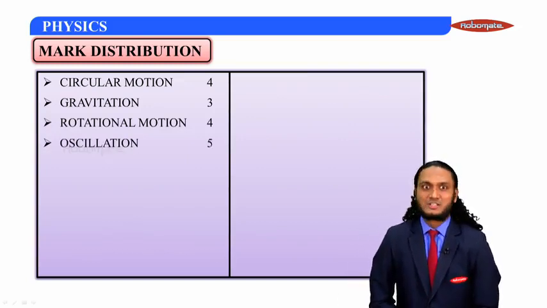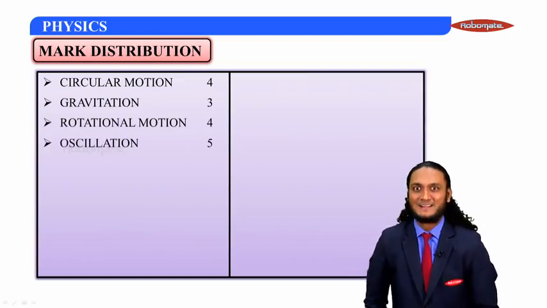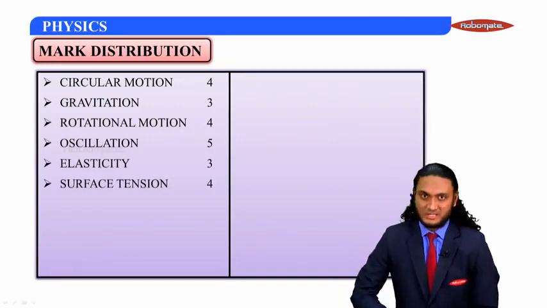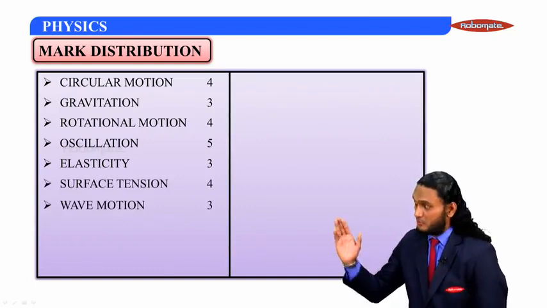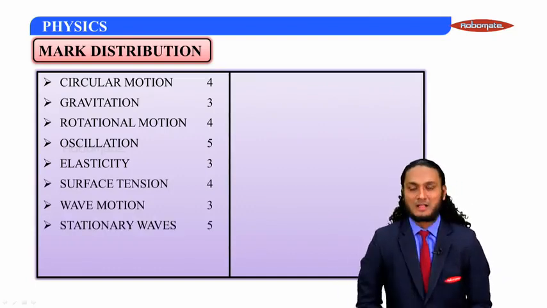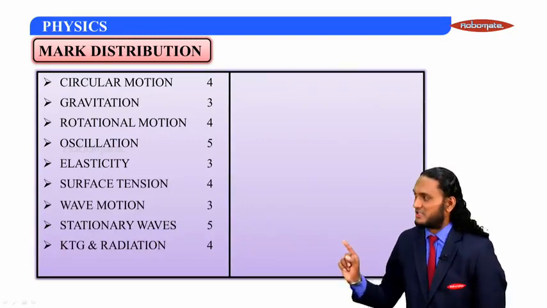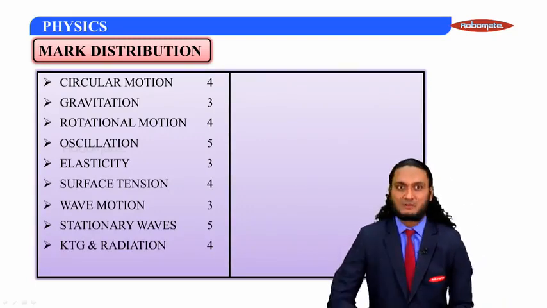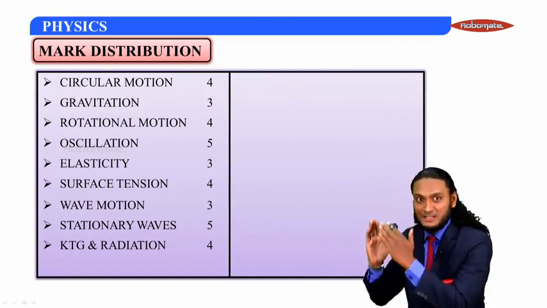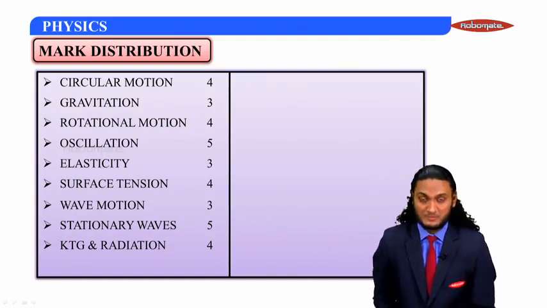Then you have oscillation, 5 marks. Then you have elasticity for 3 marks, then surface tension for 4, then wave motion for 3, then stationary waves for 5 marks, and then KTG, kinetic theory of gases and radiation, for 4 marks. Students, this is all your part 1 chapters. Alright, I hope you understood the mark distribution.